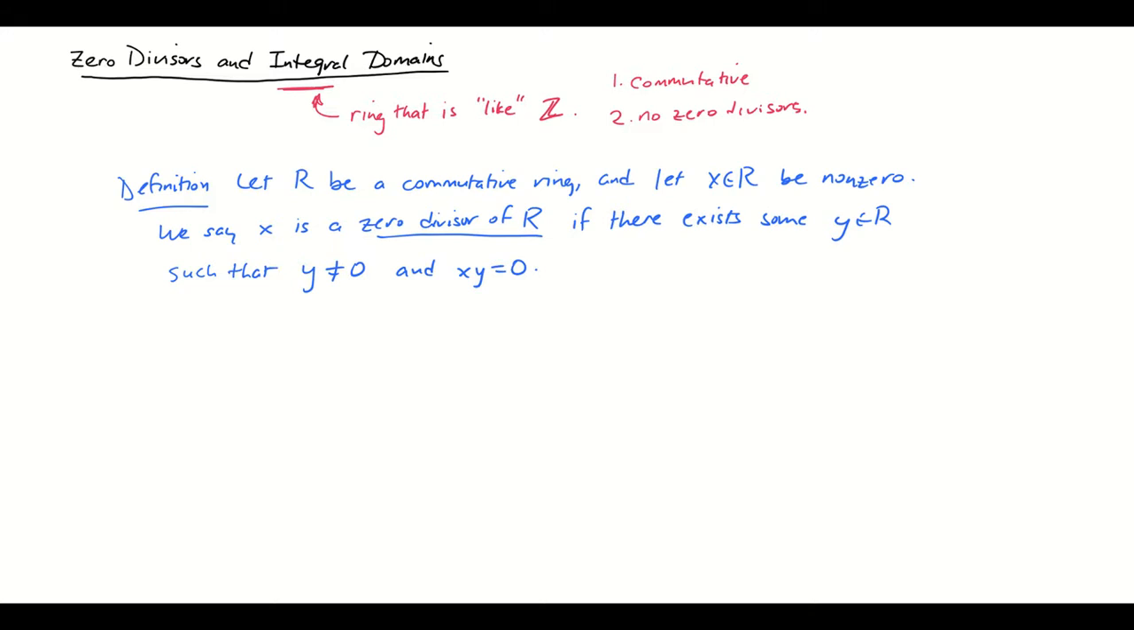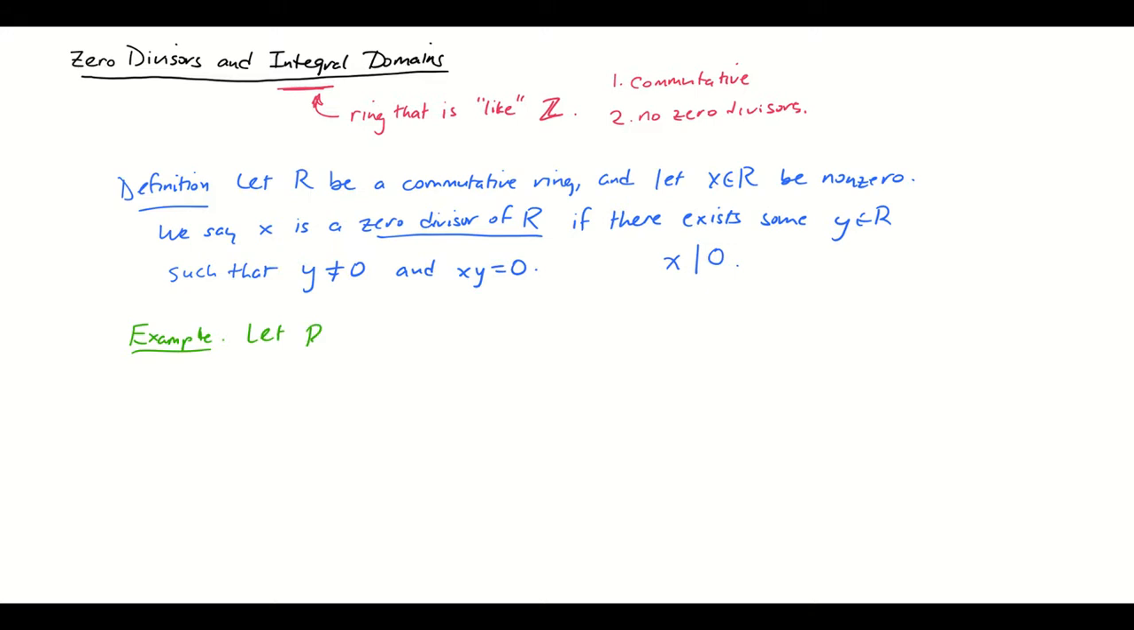Part of why we call it a zero divisor is that if you read this equation, one way you can think of it is that X divides 0. If we define the term divides in a general ring and not just the integers, this is kind of like saying that X divides 0. So it's a divisor of 0. Here's an example.